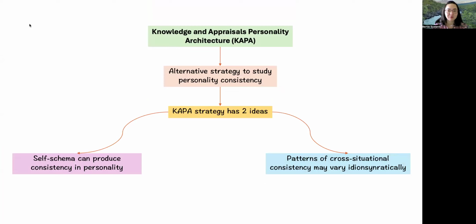KAPA, knowledge and appraisals personality architecture, is an alternative strategy to study personality consistency. The KAPA strategy has two ideas. First, self-schema can produce consistency in personality. For example, if we say, oh, I am fun, then how do I describe that I am fun? Perhaps I socialize a lot with people.